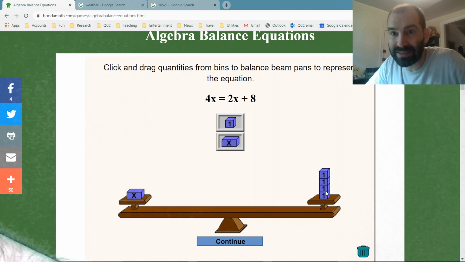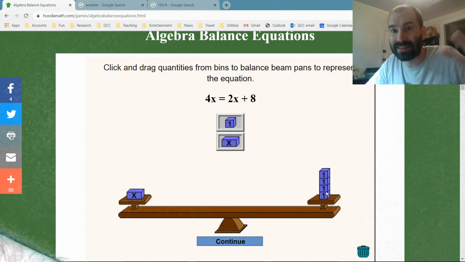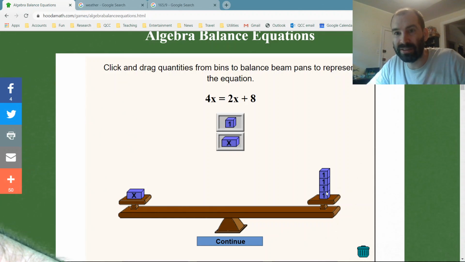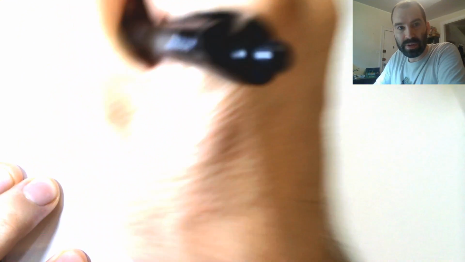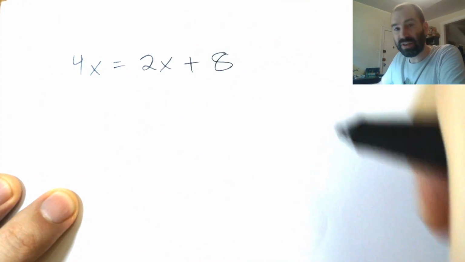This is how algebra works. This is exactly how algebra works. It's just balancing a scale. All right? Let's do this problem, this exact same problem, by hand, without thinking about a scale. All right? So what was the problem? It was 4x equals 2x plus 8. Okay, here we go. 4x equals 2x plus 8.